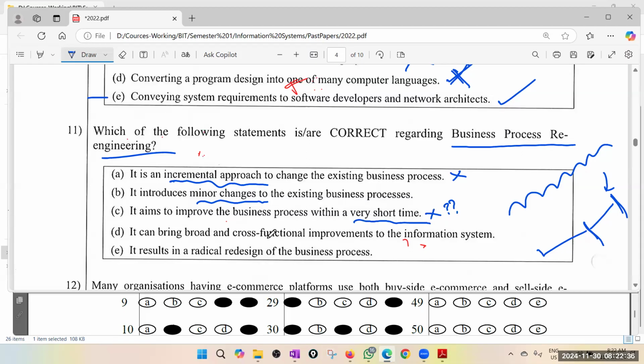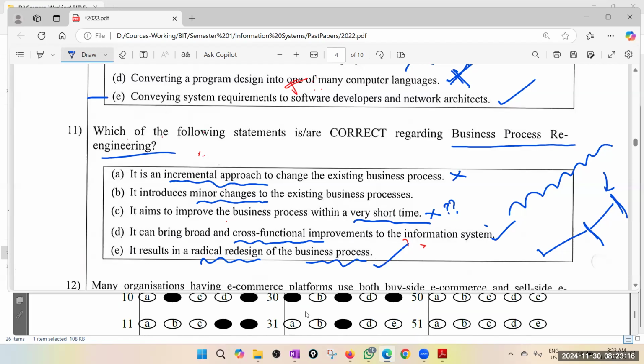It can bring broad and cross-functional improvements to the information system. That I will take. Cross-functional, overall, big changes, not a small change here and there. Sometimes the entire business process is modified. Those kinds of cross-functional, complete changes can happen in BPR. That is why we say business process reengineering. It results in radical redesign. Of course, yes, radical redesign of the business process. Sometimes a completely different business process is implemented. So I'll go for D and E.